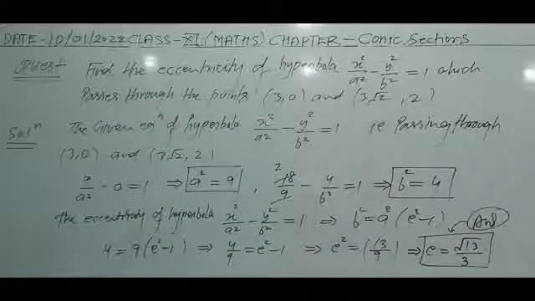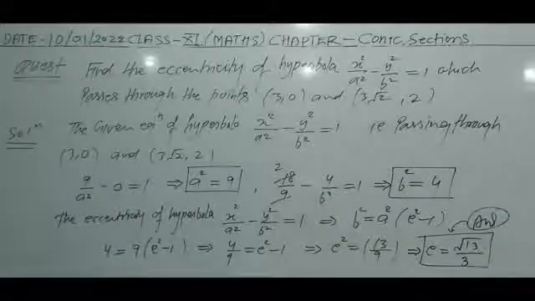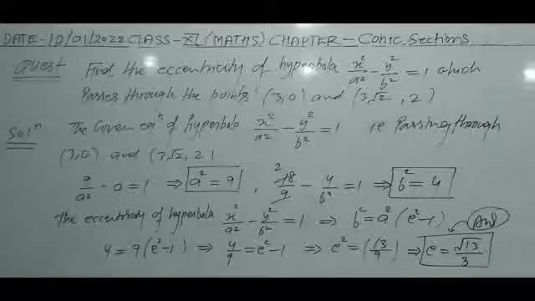Now see again, in this question what is given and what we have to find out. We have to find the eccentricity of the hyperbola, a transverse hyperbola whose major axis lies along the x-axis. x square upon a square minus y square upon b square is equal to 1 passes through the points (3, 0) and (3 root 2, 2).